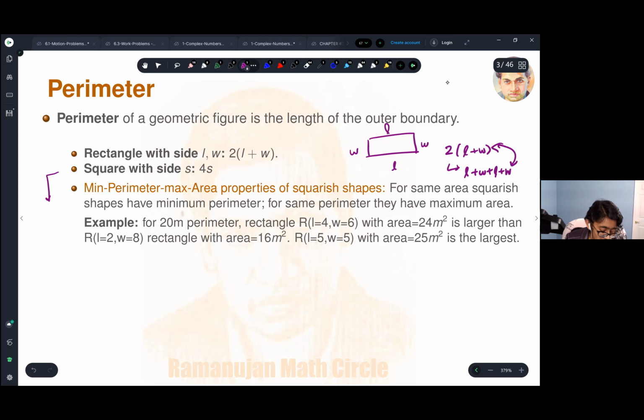For a square, which is a special rectangle, all sides are the same length. So we're going to call those length S. The perimeter would be S plus S plus S plus S, right? 4 sides. That's 4S.